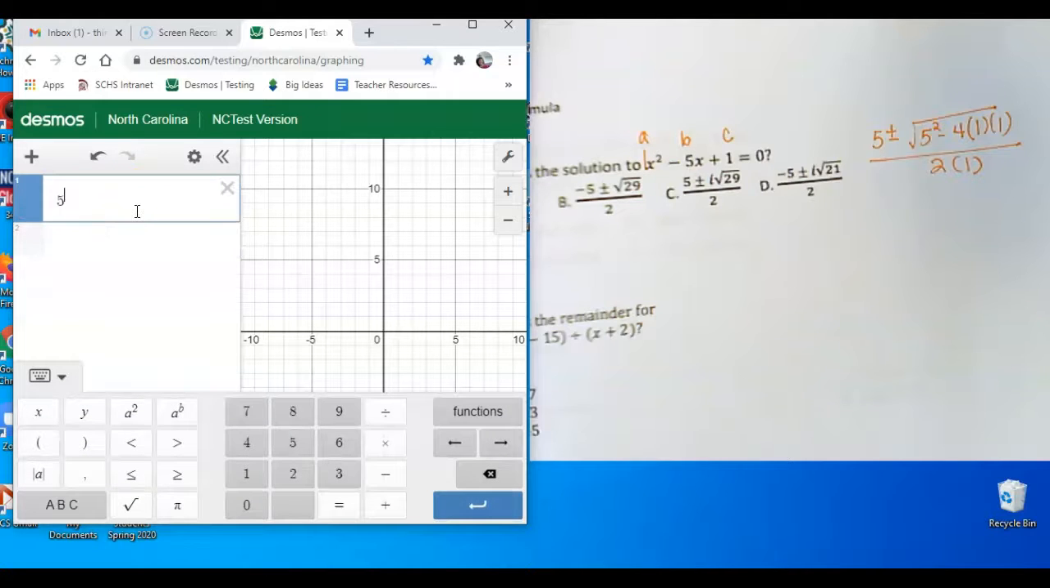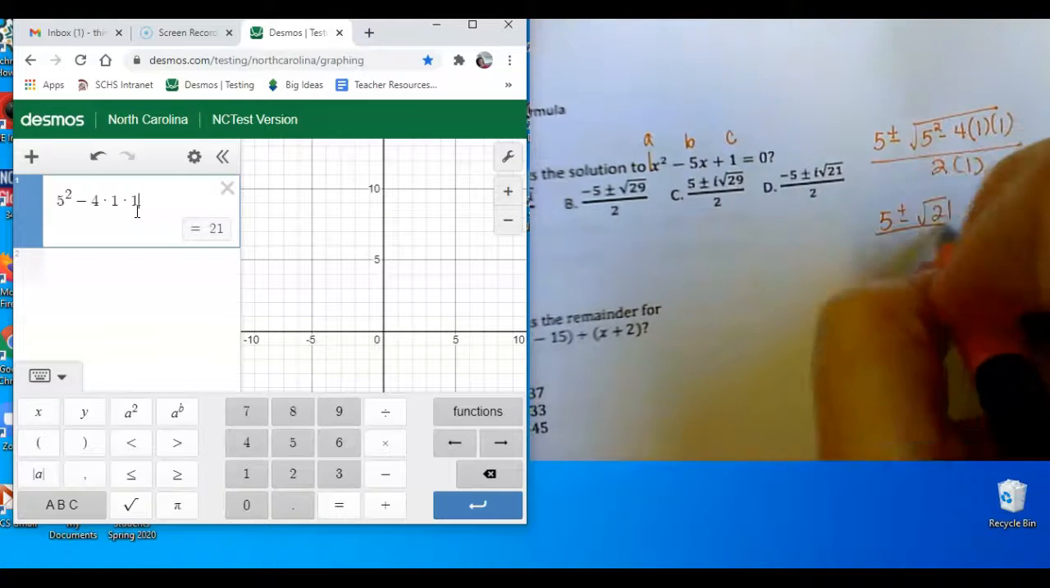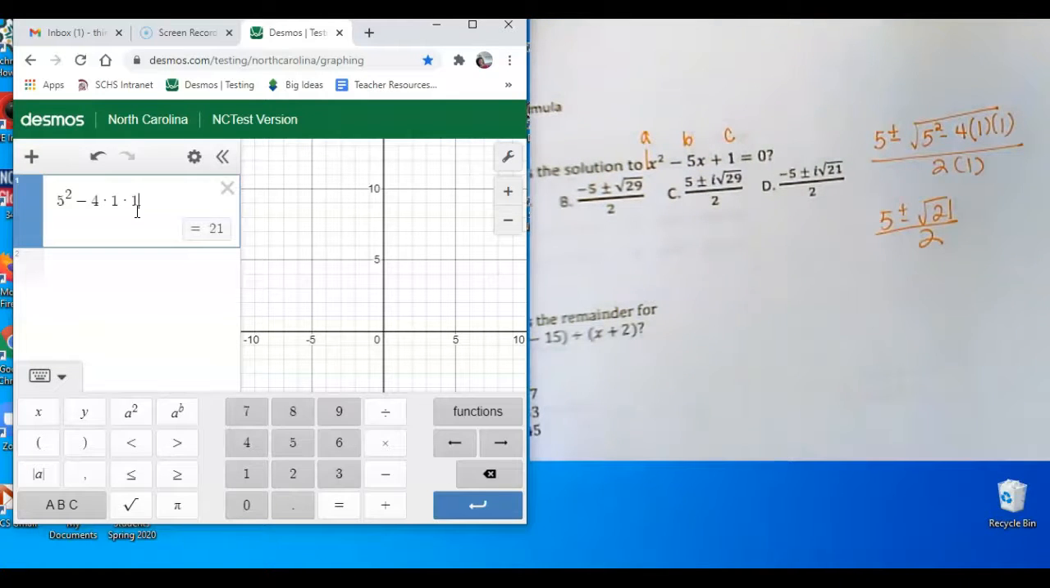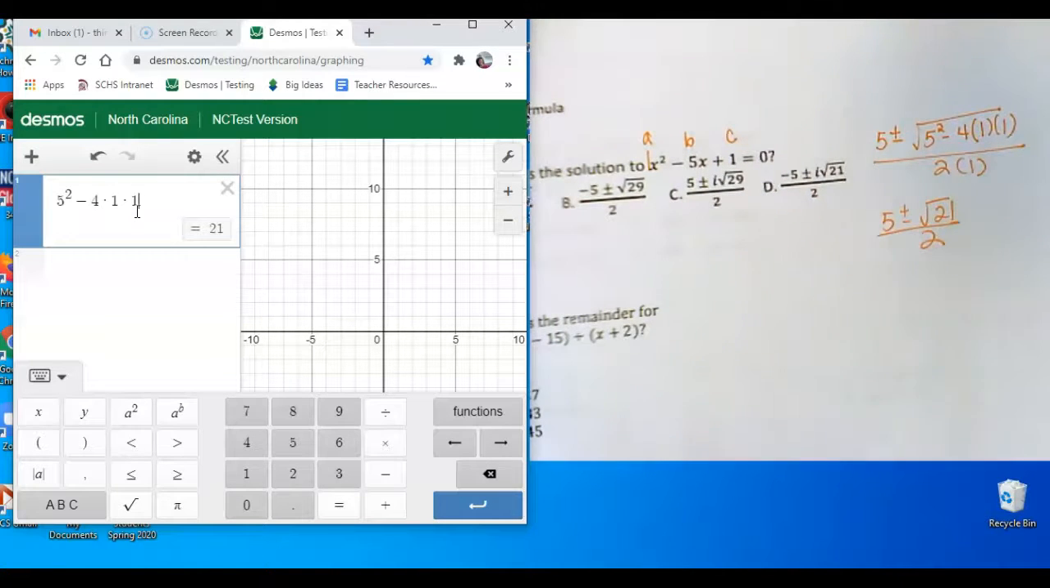Next thing I'm going to do is put the part underneath the square root into Desmos. So 5 squared minus 4 times 1 times 1. We got 21. And that right there will give us our answer, and we get A.